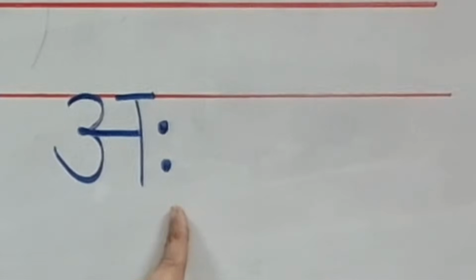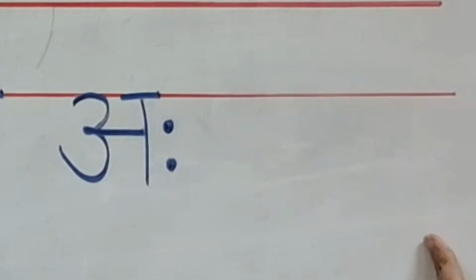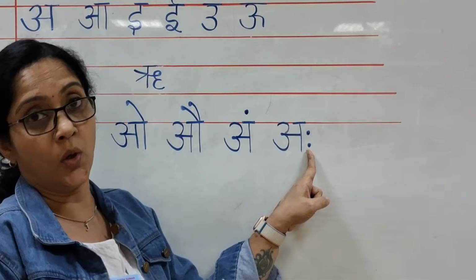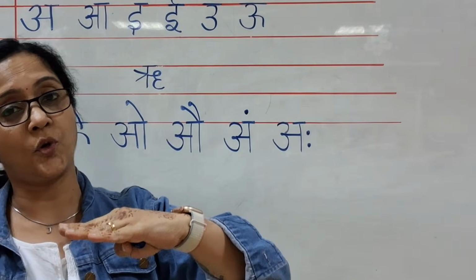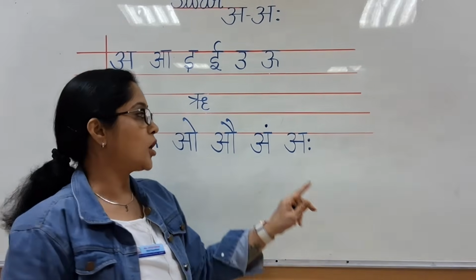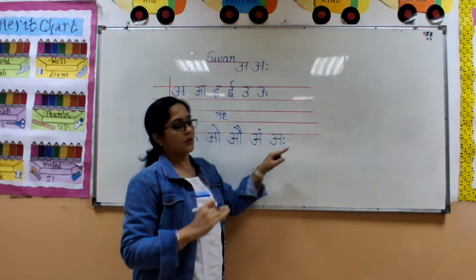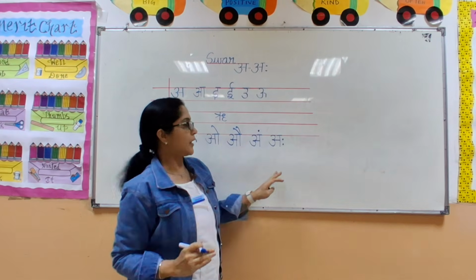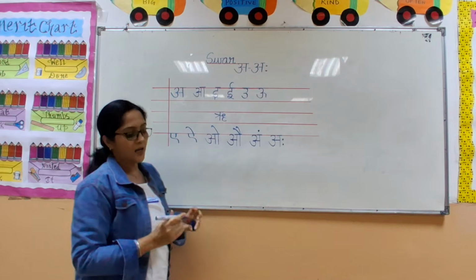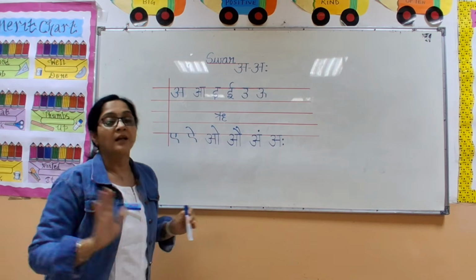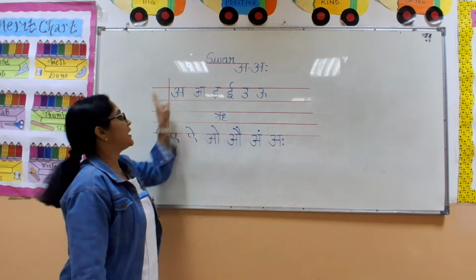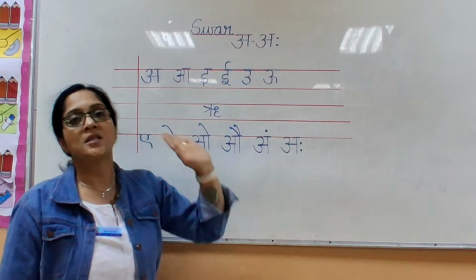How do you put the 2 dots? Not one away from another. One dot and the other dot should be just below. Just like how we have the first floor house and the second floor house. The dots should not go away. Dots should be just first floor down and just right above it comes the second dot. Okay, so this is aha. Now we have completed revising A till aha. All these letters are called the swar.